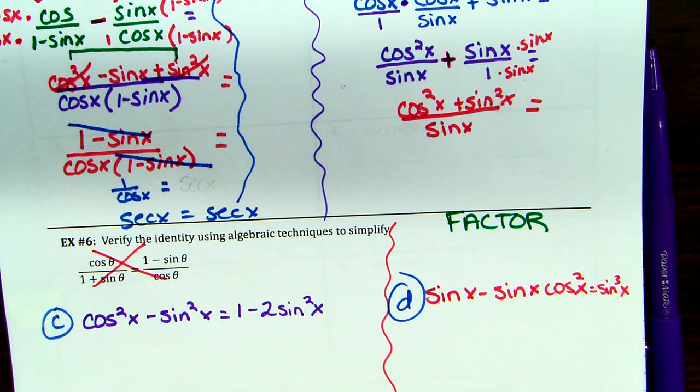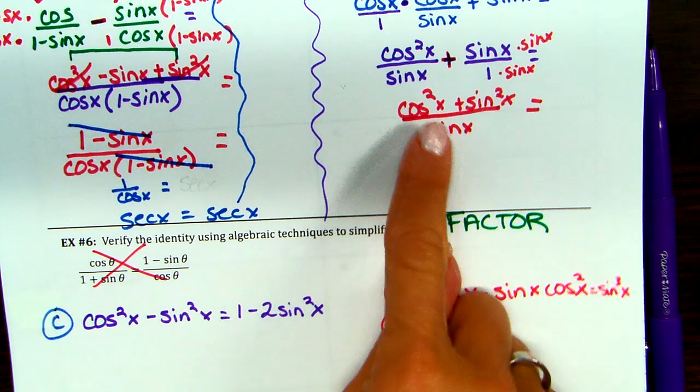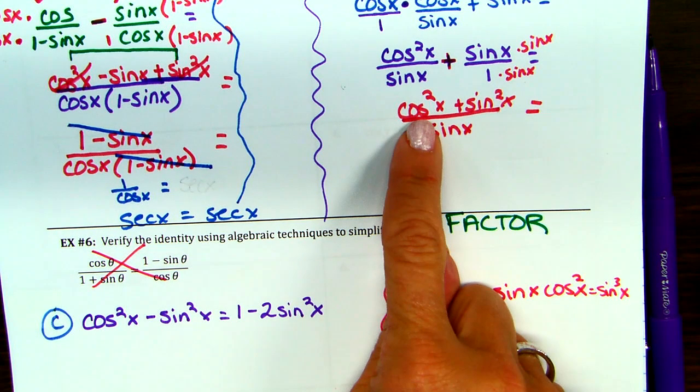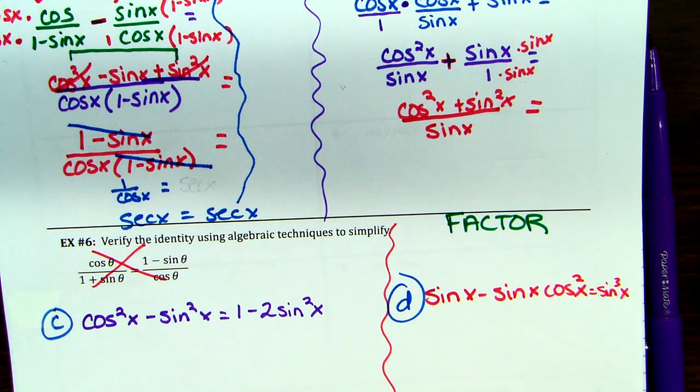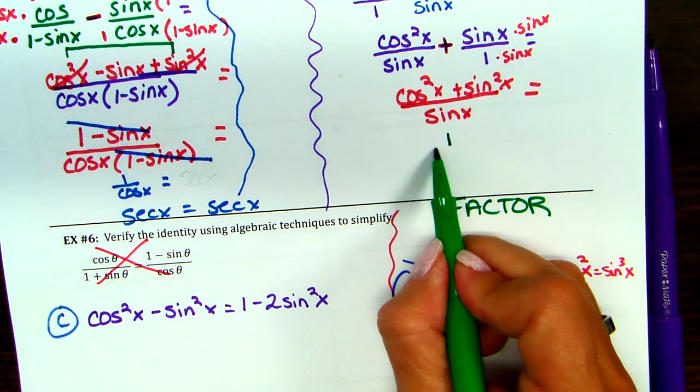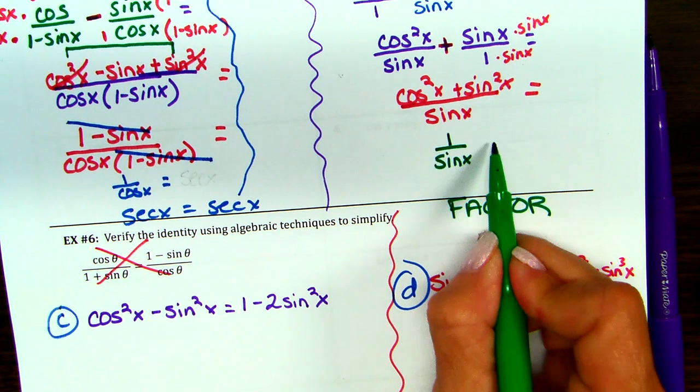See how all of a sudden it becomes clear. I mean, to Danielle it did. I don't know if other people. But there's the second time you're seeing cosine squared x plus sine squared x. What does that equal? 1. Isn't that lovely? That's 1 over sine x.